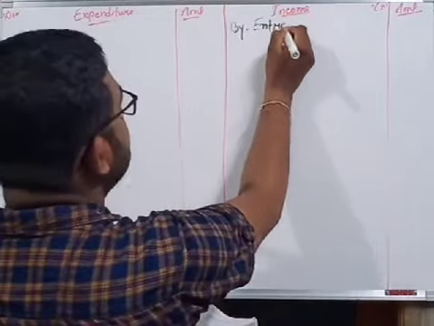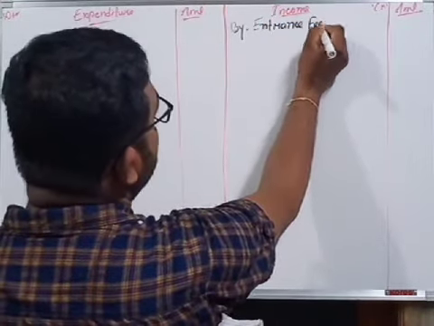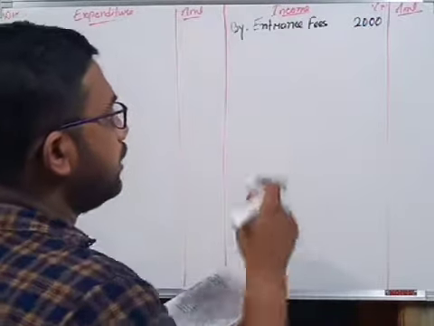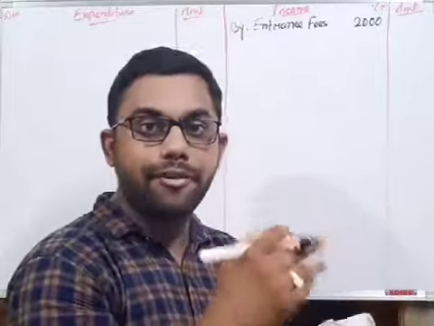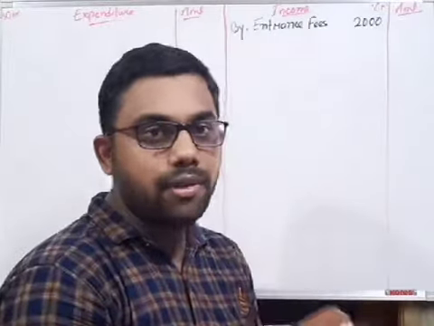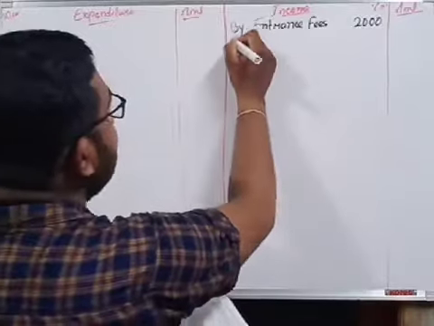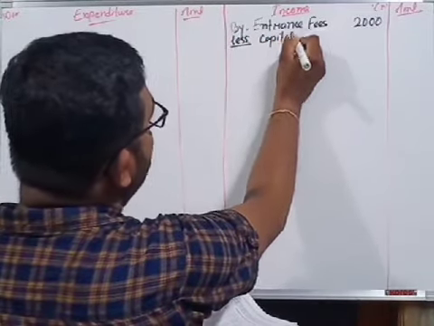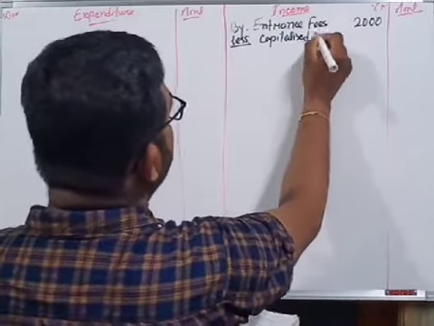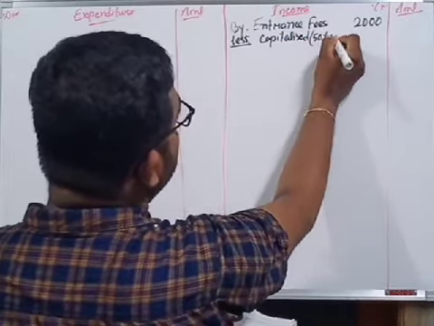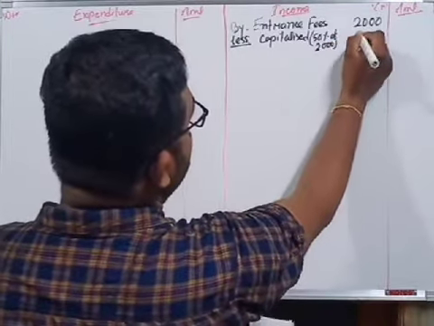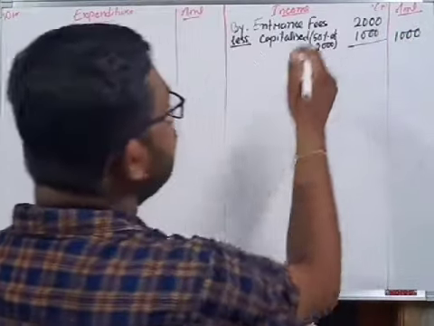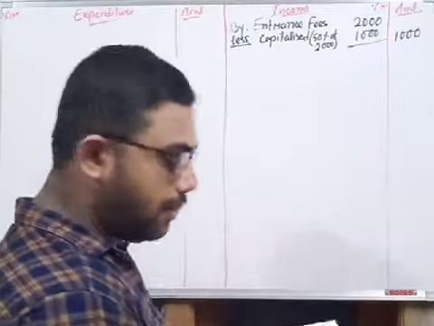We will write by entrance fees. What is the total amount? 2000. In our question it is given 2000, and out of 2000, 50% is capital receipt and the remaining 50% is revenue receipt. So we simply write less capitalized, in brackets 50% of 2000, that is 1000. And what is the total amount? 1000 is our revenue income, so it will come on the income side.